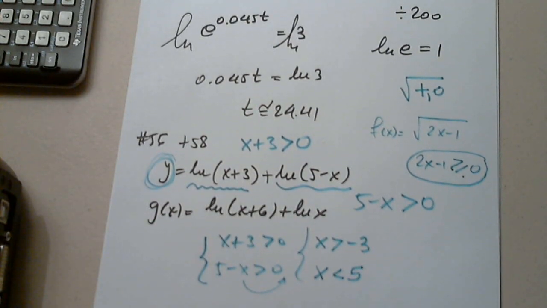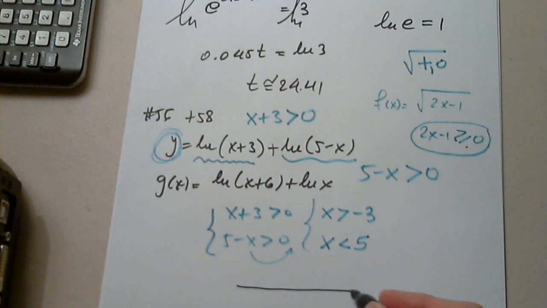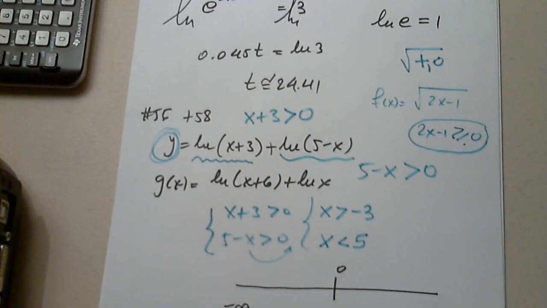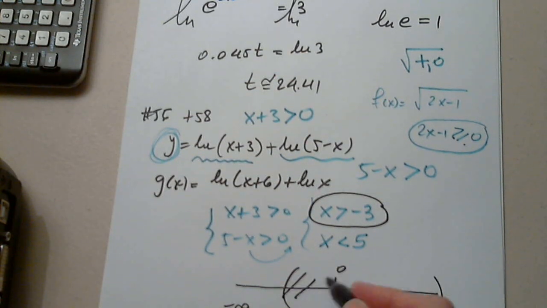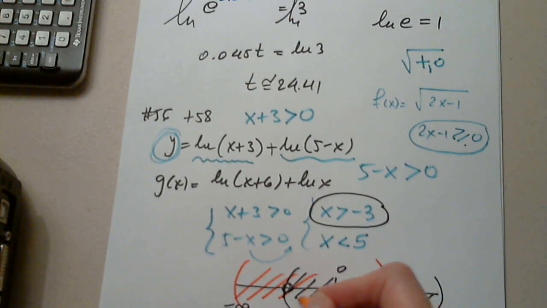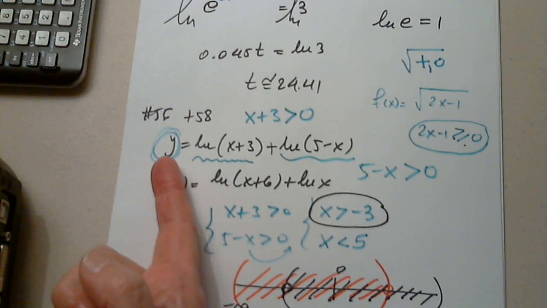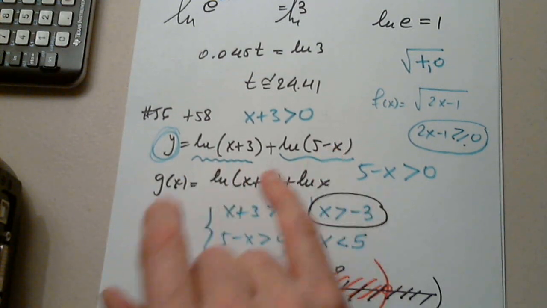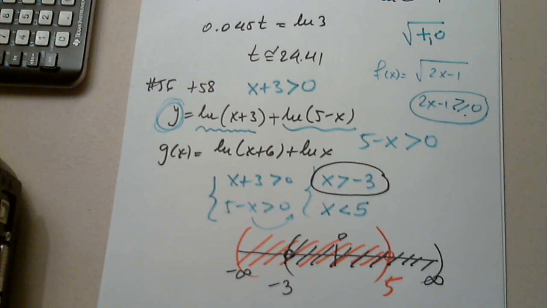Now we have to draw, maybe you can see it, or maybe you don't have to draw, but I will draw. Here's 0, negative infinity to infinity. This is from negative 3 to infinity. I don't care for units. It's very clear. And the other one is less than 5. Again, I don't care for units. What will be the domain of y then? We need both logs to exist at the same time. So then what will be the domain of y?